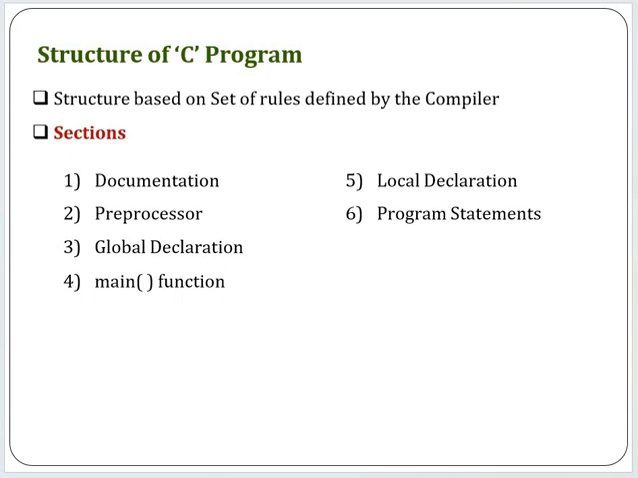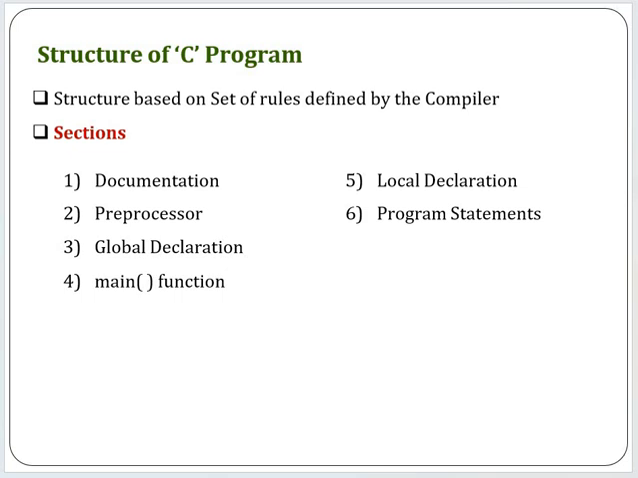Then second one is preprocessor. This section includes directives that control the compilation process. The common preprocessor directives include #include for importing header files and #define for creating macros. And then third is global declaration. This section declares variables and functions that can be accessed from anywhere in the program. Global variables should be used sparingly as they can make code harder to maintain.